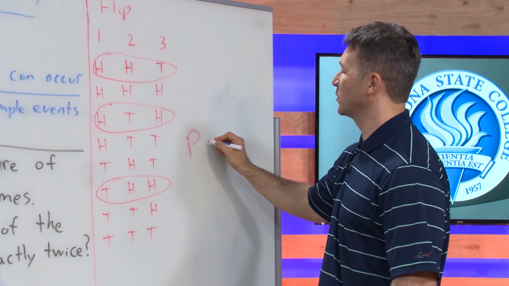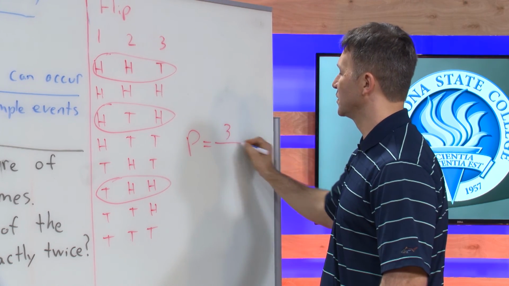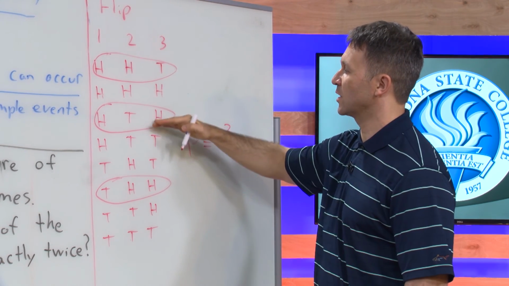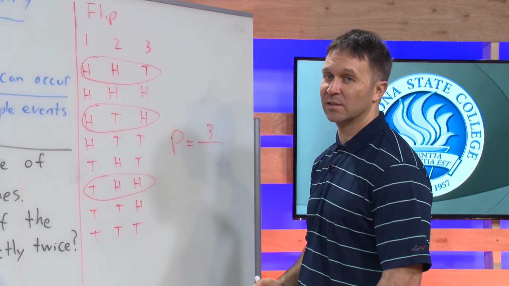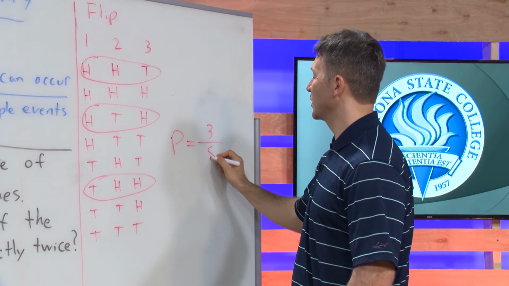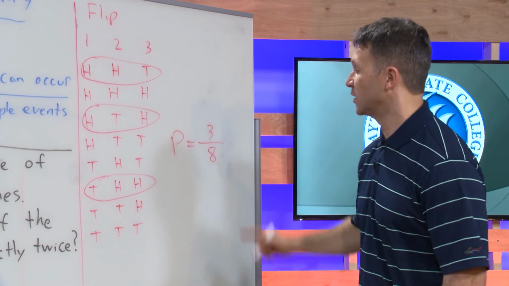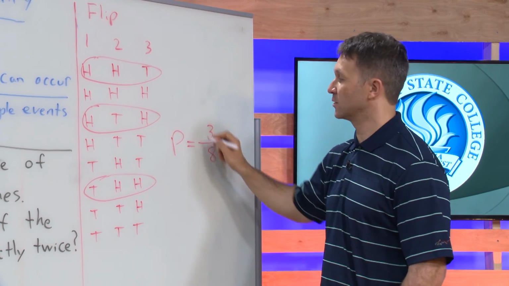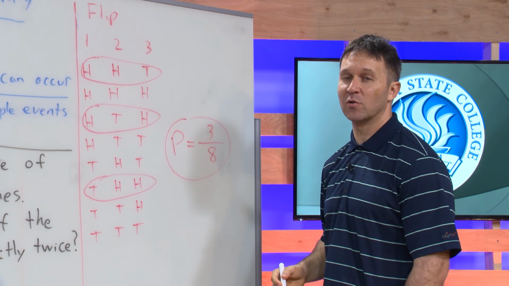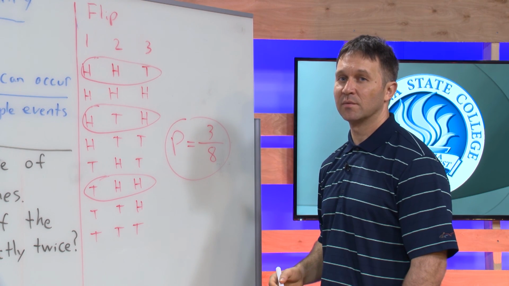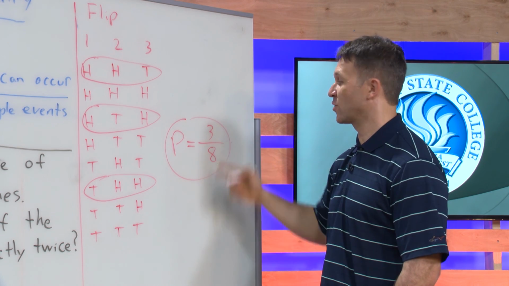So the probability would be 3 divided by, and remember what these represent. I listed 8 different ways of flipping the coin 3 times, so there's 8 simple events. So the probability of getting exactly 2 heads is going to be 3 over 8. And that is the final answer. The probability of flipping a coin 3 times and getting exactly 2 heads is 3 over 8.